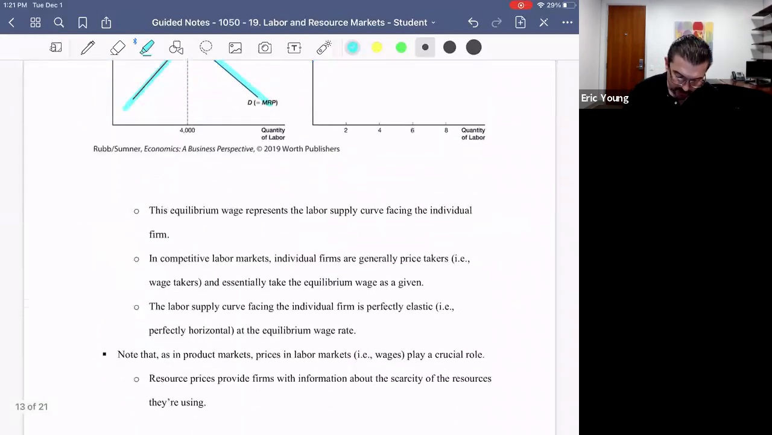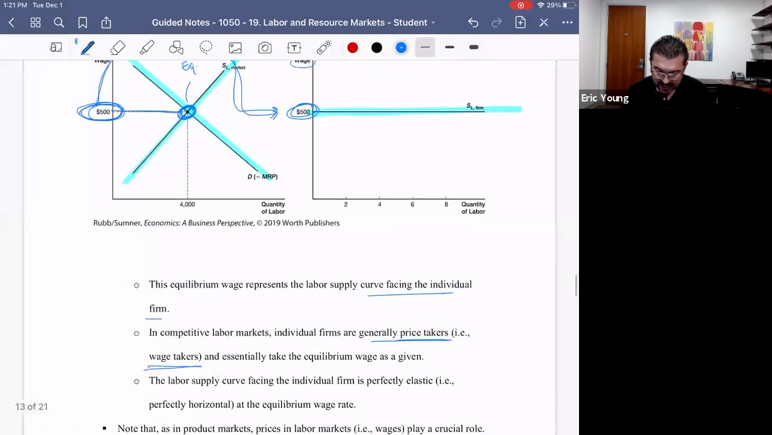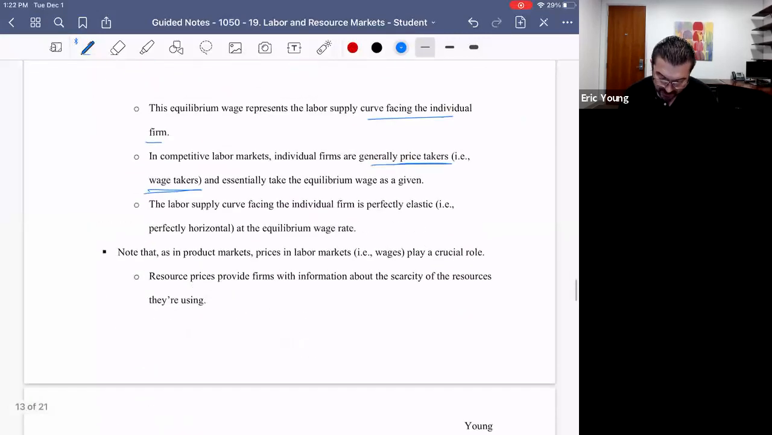Let's summarize that very quickly. Again, the equilibrium wage represents the labor supply curve that the individual firm must take because they have to pay that wage because it's the price taker aspect. In competitive labor markets, again, individual firms are price takers, that is wage takers. They have to take this wage, in this case, $500, as a given. And as we know, this is going to make the labor supply curve that faces the individual firm perfectly elastic, perfectly horizontal. And there you go.